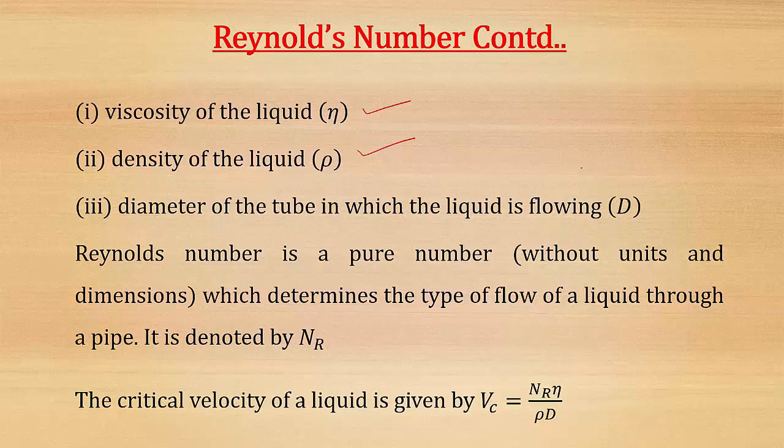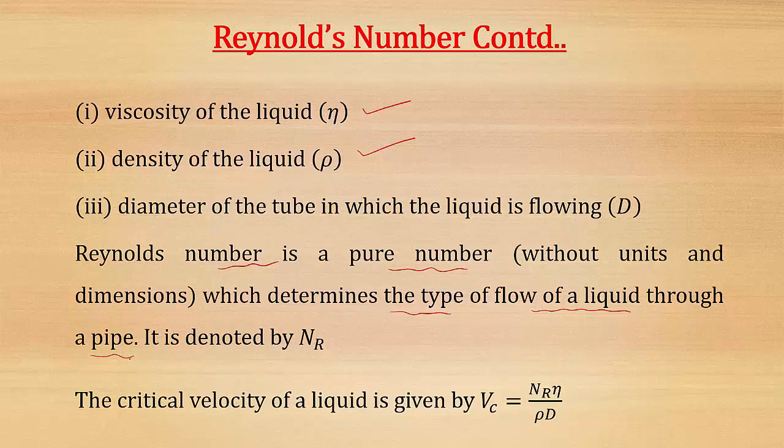Diameter of the tube in which the liquid is flowing. On these three factors, this critical velocity depends. So then what is Reynolds number? This Reynolds number is a pure number which determines the type of flow of liquid through the pipe, whether it is streamline or whether it is turbulent. It is determined by Reynolds number.